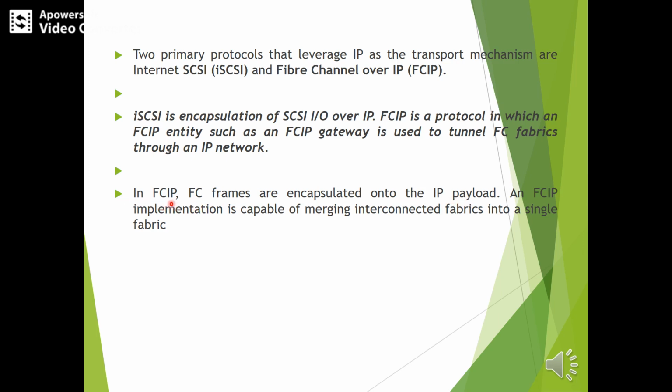In the case of FCIP, the Fibre Channel frames are encapsulated into IP, and the FCIP implementation is capable of merging interconnected fabrics into a single fabric. So we can merge the interconnected fabrics into a single large fabric in the case of FCIP.